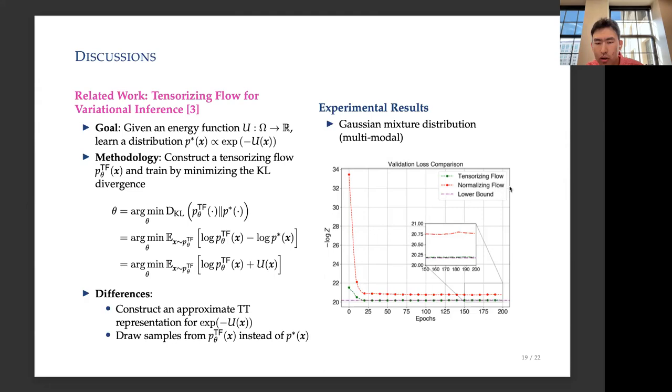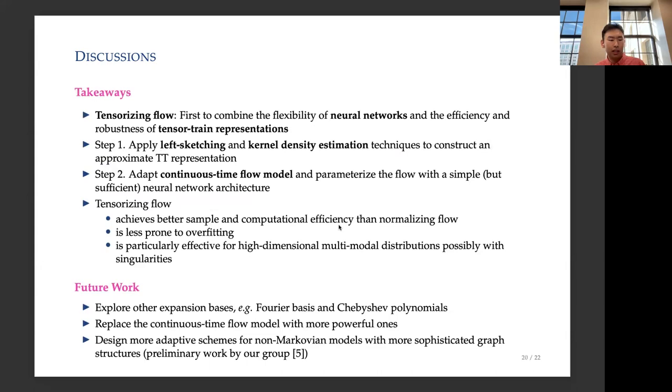Okay, so here are some takeaways for today's talk. First, tensorizing flow is the first to combine the flexibility of neural networks and the efficiency and robustness of tensor-train representations. In step one, we apply left sketching and current density estimation techniques to construct an approximate tensor-train representation. And in step two, we adapt a continuous time flow model and parameterize the flow with a simple neural network architecture. In the experimental part, we show that tensorizing flow achieves better sample and computational efficiency, and it is less prone to overfitting, and it is particularly effective for high dimensional or multimodal distributions, possibly with singularities.